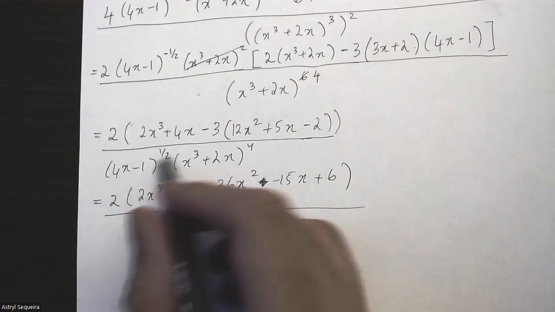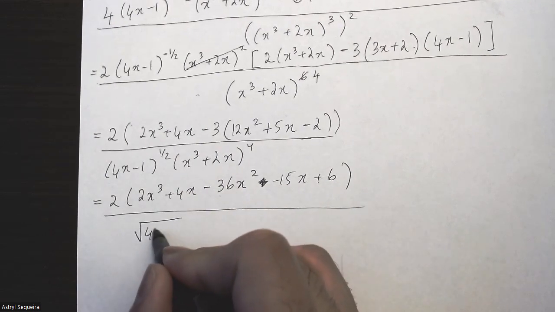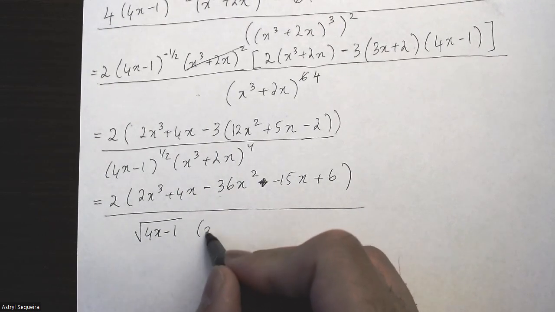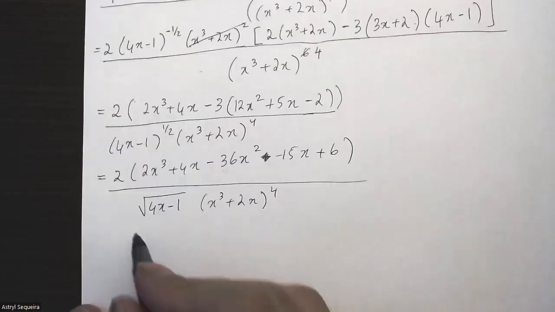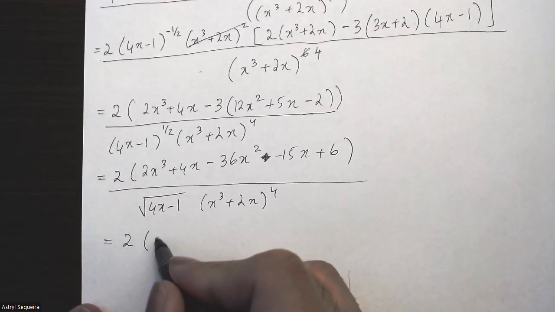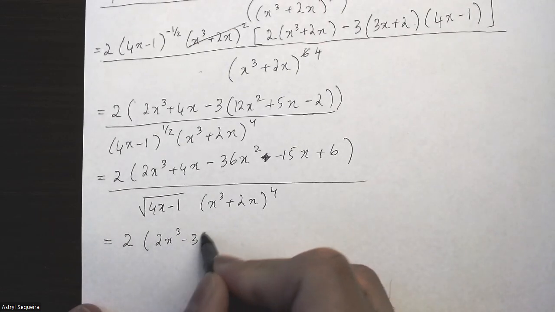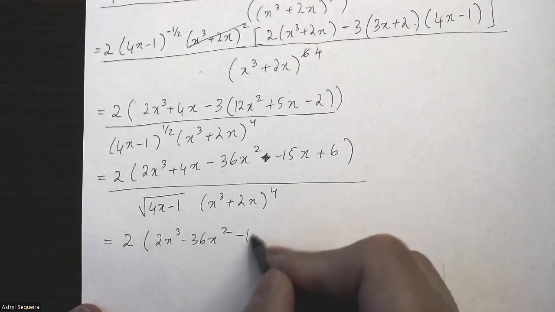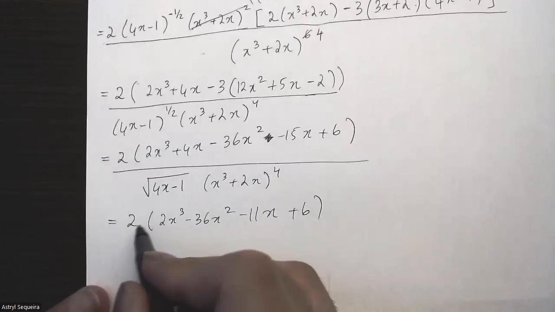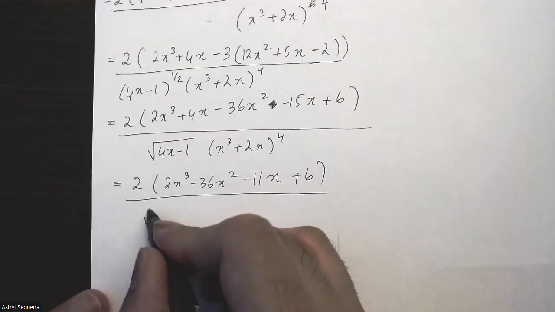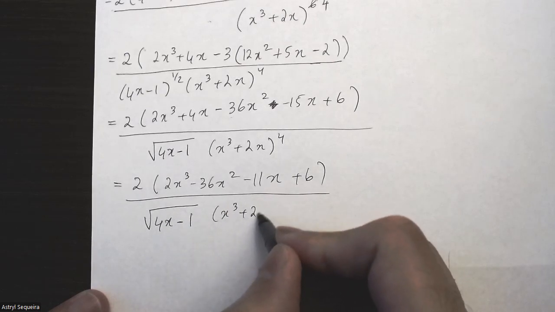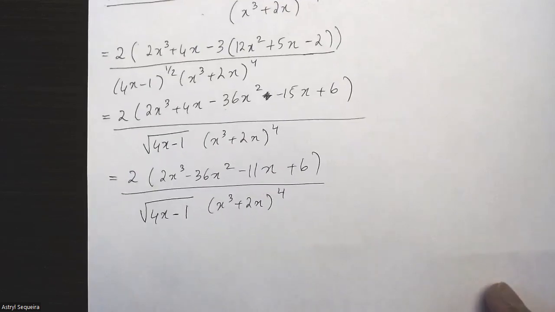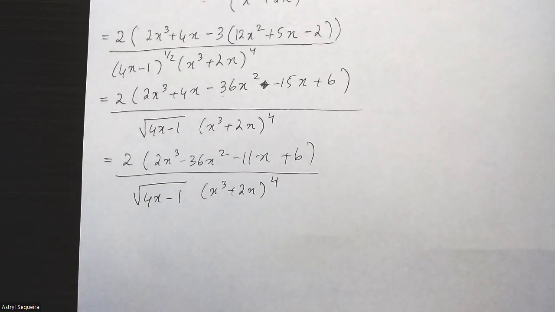Denominator doesn't change, although you could rewrite this with a square root. Your teacher may expect you to do that. If not, you could just leave it as an exponent and there's no issue with that. And I'll just combine like terms inside the bracket. And it's 2x cubed minus 36x squared minus 11x plus 6, divided by square root of 4x minus 1 times (x cubed plus 2x) to the power of 4. And that's my final solution to this question over here.